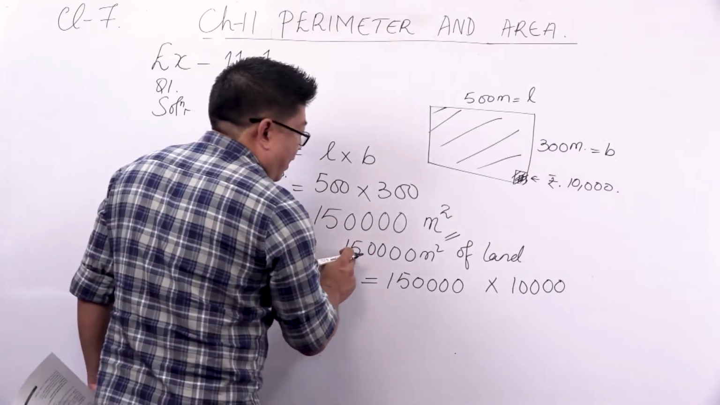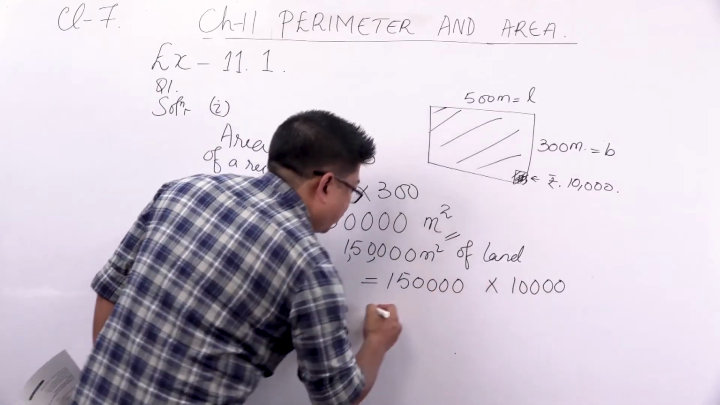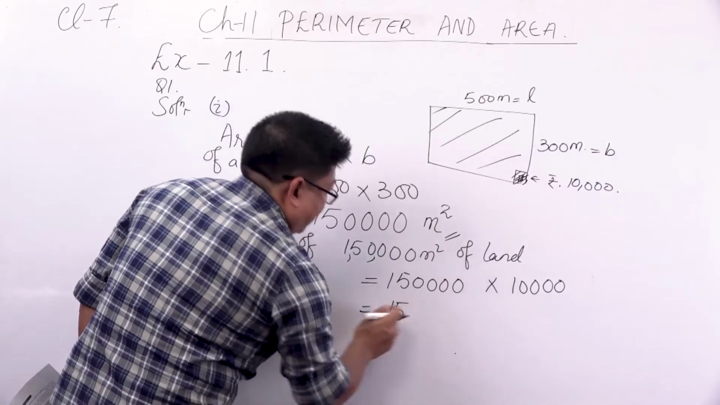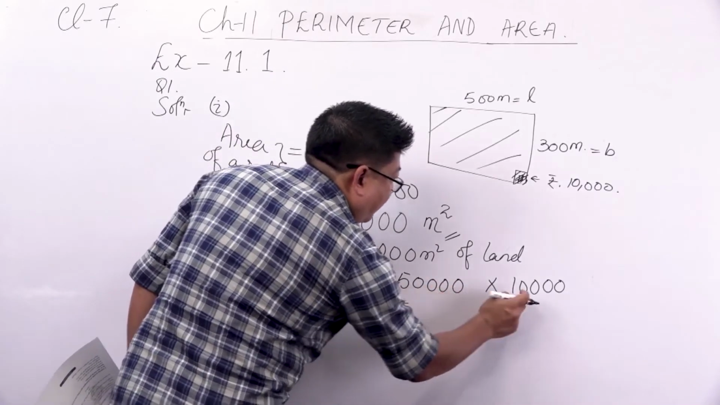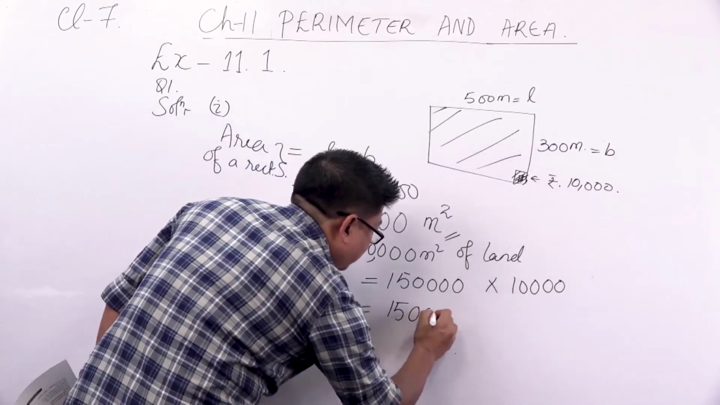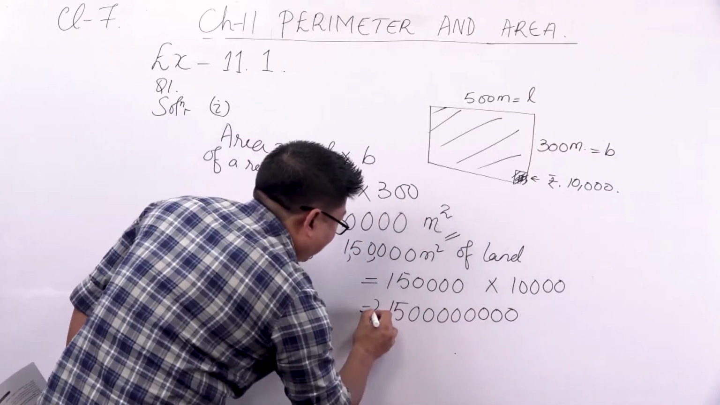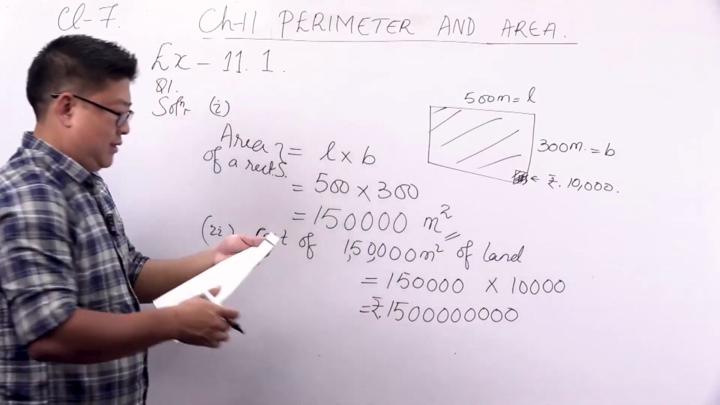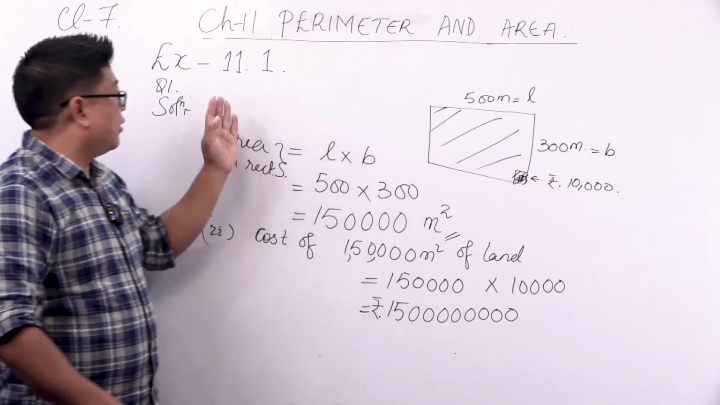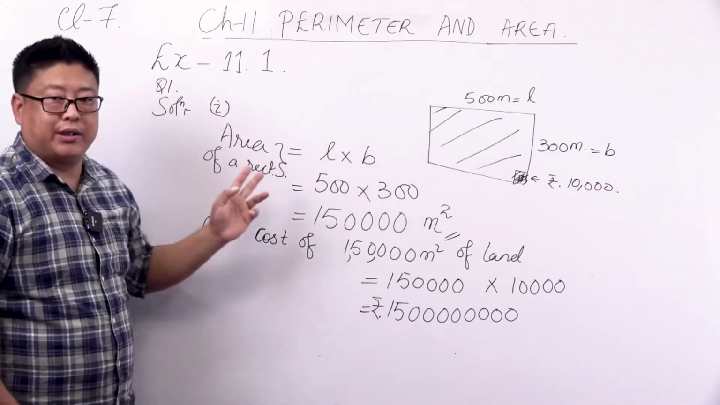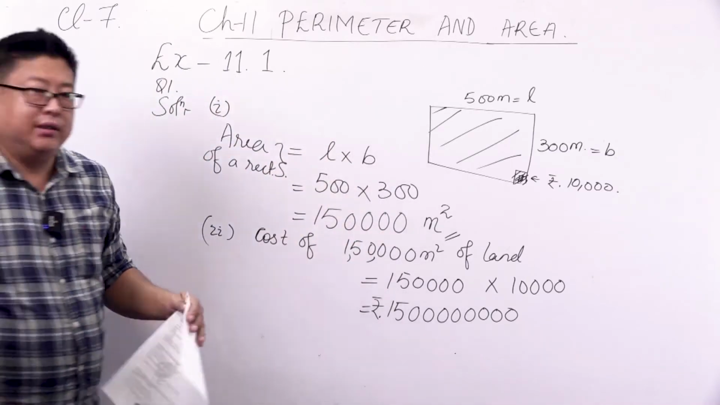So we have 1,50,000 meter square. So we'll multiply these two. 15 into 1 is 15. Then 1, 2, 3, 4, 5, 6, 7, 8, so 8 zeros, and rupees. So this is the first part. Second part of the first question. So this is how you find the area and the cost.